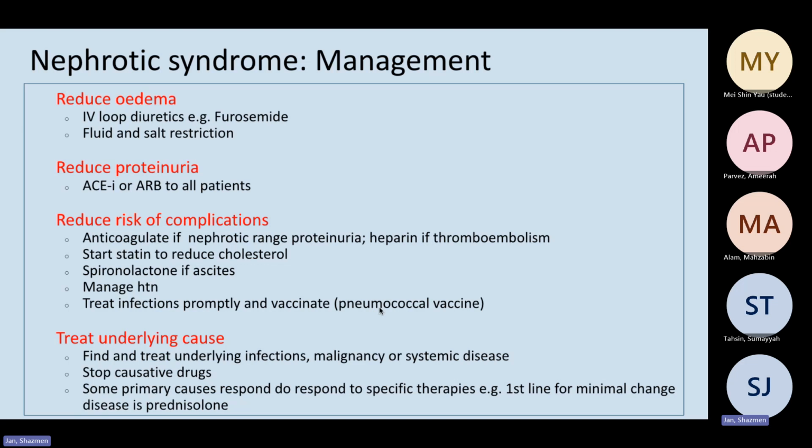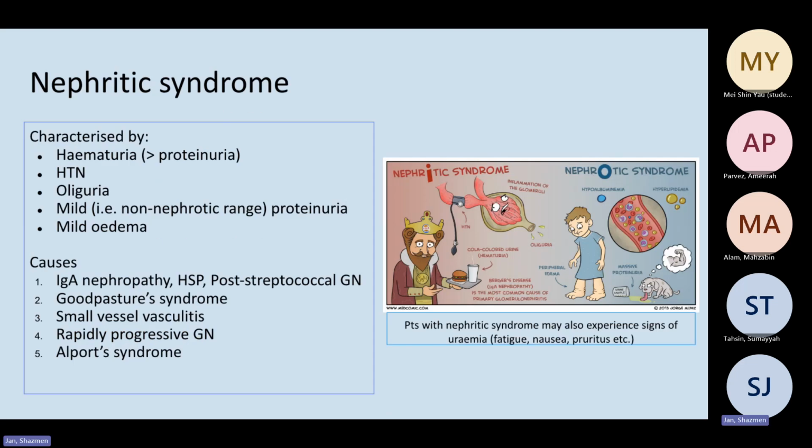Finally, you'd want to treat the underlying cause, whether that be an infection, malignancy, or a wider disease. If there are any drugs that you suspect might be causing the symptoms, stop them. One thing to note is that certain primary causes have specific therapies. For example, as I mentioned, minimal change disease responds really well to prednisolone, so that would be the first line treatment. Okay, now moving on to nephritic syndrome.